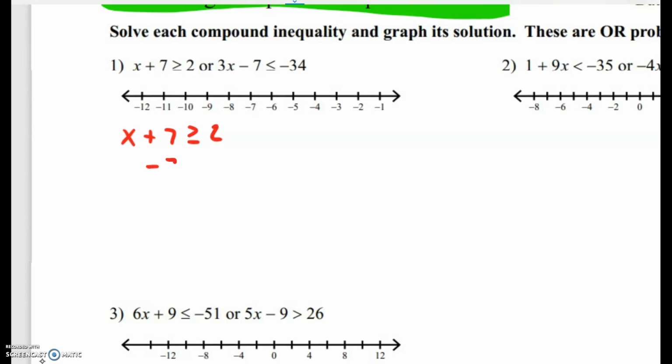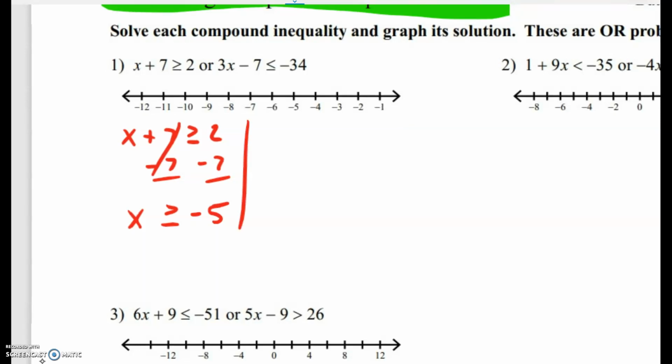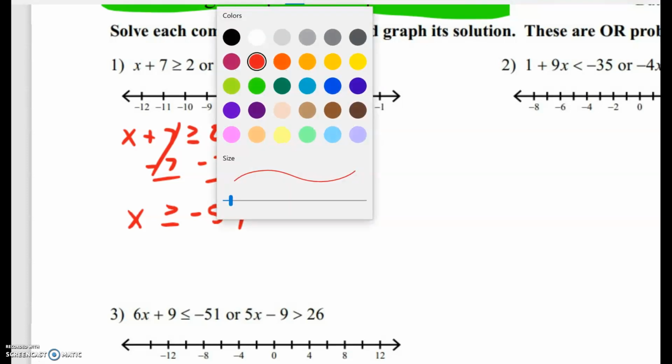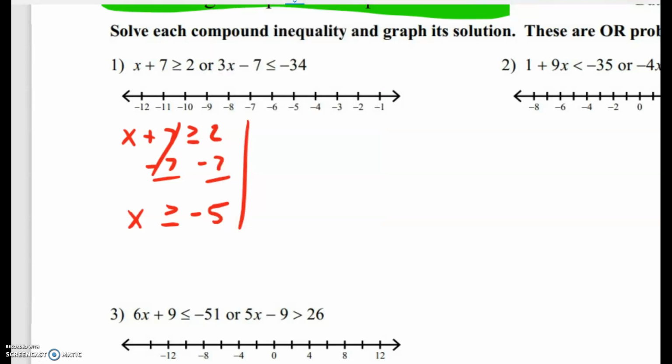To solve it, I would subtract 7 from both sides, and I would get x is greater than or equal to negative 5. Okay, that one's solved. I'm going to go ahead and take a look at the next one. I'll flip colors to blue. This inequality is 3x minus 7 is less than or equal to negative 34. I'm going to add the 7 to both sides.